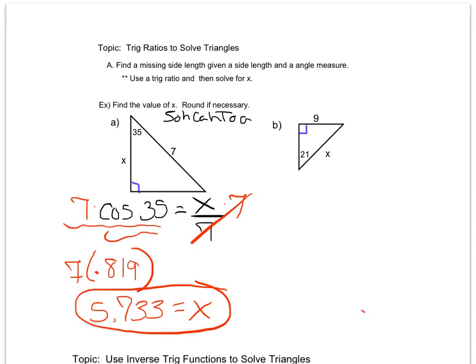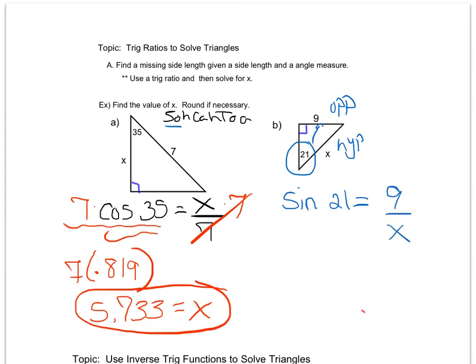Looking at one more example, example B, I'm going to look at the same thing. I'm told an angle, and I see that I'm told the side across from it, the opposite. And I'm asking to find my hypotenuse, and I know it's my hypotenuse because it's across from my right angle. So looking at SOHCAHTOA, it looks like I should go ahead and say sine of my given angle, which is 21, is equal to opposite over hypotenuse.